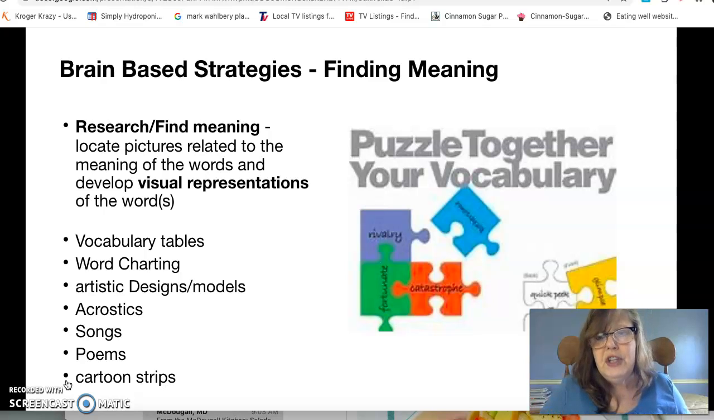Visual representation has to do with using something that you can see, obviously, like art or design or pictures, to represent the meaning of the word. There's a lot of research out there that shows that using this encourages higher order thinking. The student has to have an idea of the meaning of the word, and it really helps them to remember it.